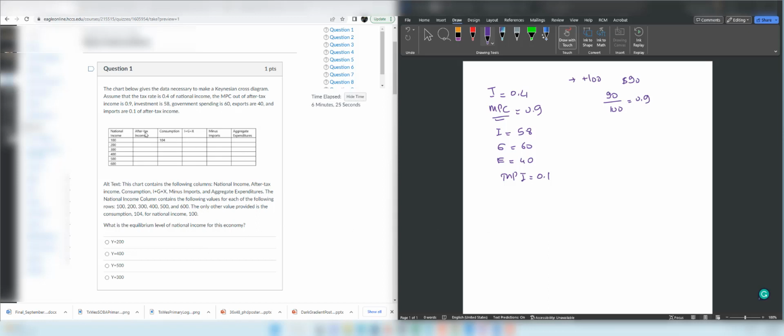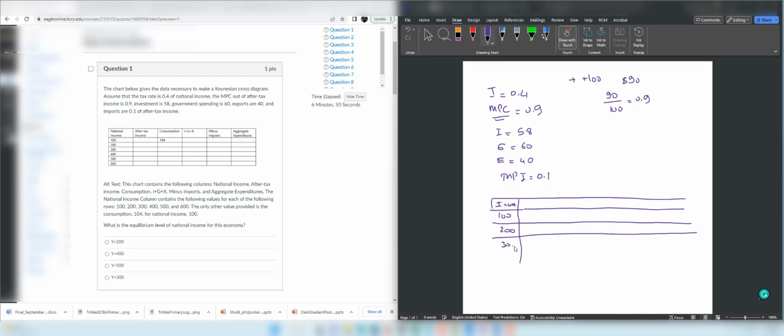First, we can calculate the second column, which is after-tax income. What we are going to do is draw this table here. First, income: 100, 200, and then we have 300, 400, 500, and 600.